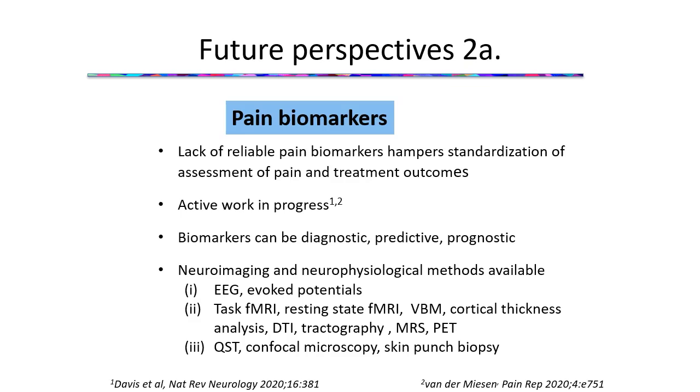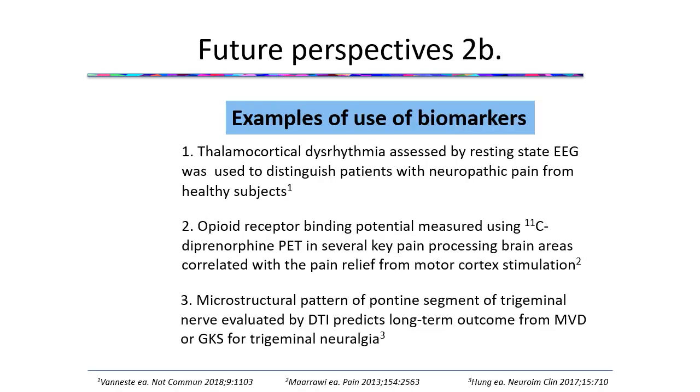Methods range from EEG and evoked potentials to structural MRI, that is, voxel-based morphometry, diffusion tensor imaging, and cortical thickness analysis, to resting state and task-associated functional MRI, and to MRI spectroscopy and PET. Both diagnostic and predictive biomarkers for chronic pain have been introduced recently. As an example, Baneste and co-workers have shown that thalamocortical activity is present during resting state EEG in a pattern that distinguishes patients with neuropathic pain from healthy controls.